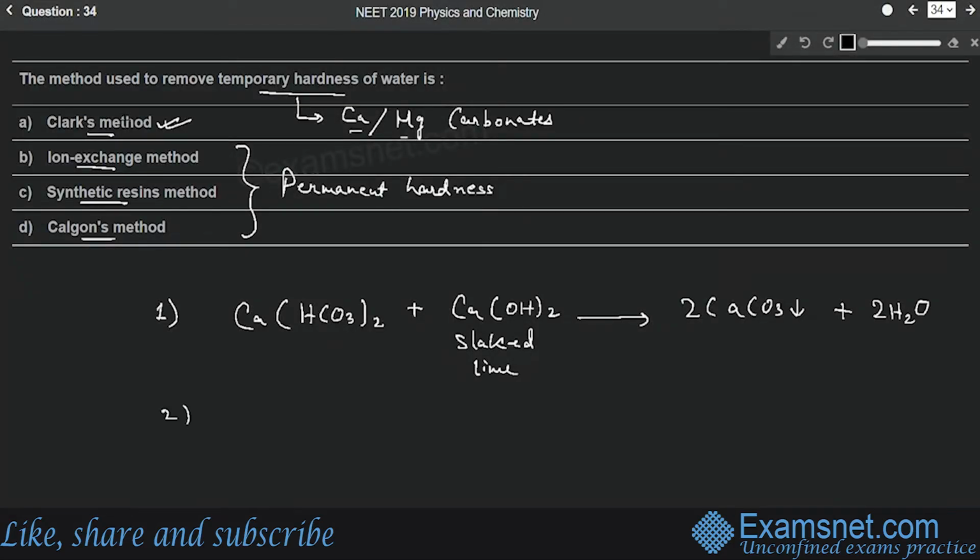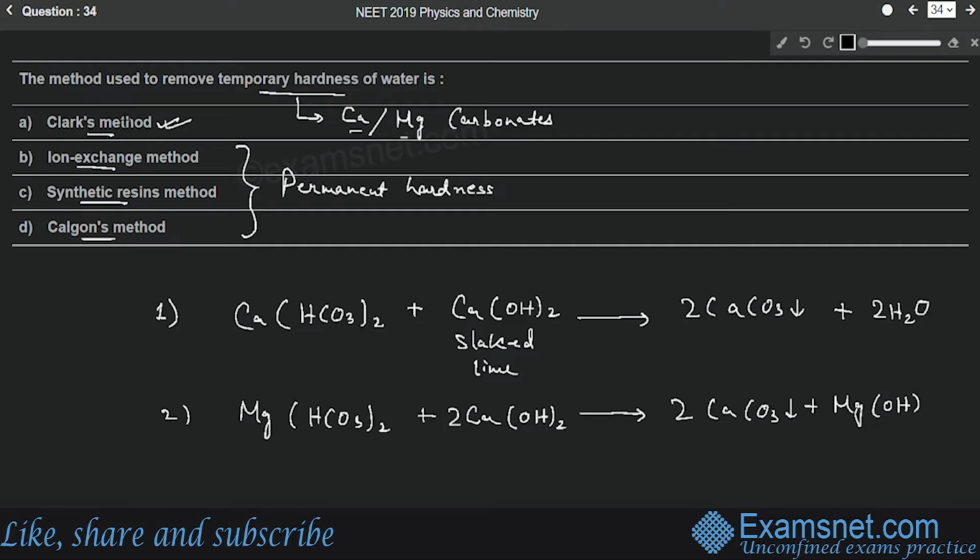Now in case of magnesium, the same process will be done. So this is magnesium bicarbonate. It will also react with slaked lime, that means calcium hydroxide. So this time, in addition, calcium carbonate will form here also. So calcium carbonate, other than this, magnesium hydroxide Mg(OH)2 will also be precipitated out. So both will be precipitated out, plus obviously water will be formed. Now these precipitates can easily be filtered out. Okay, so this is Clark's method.